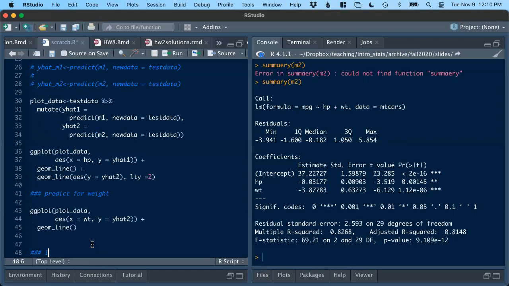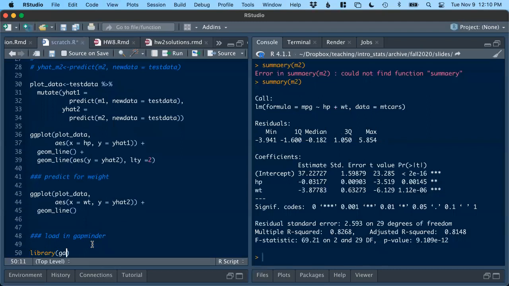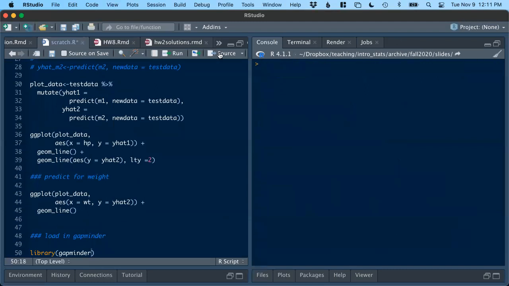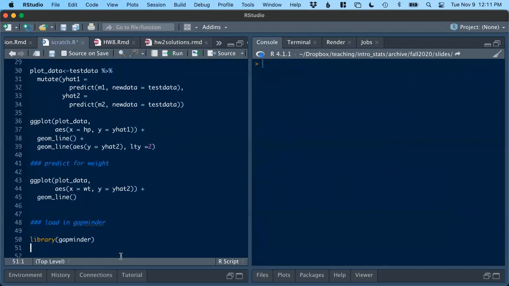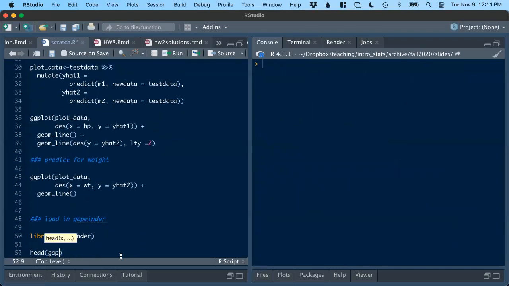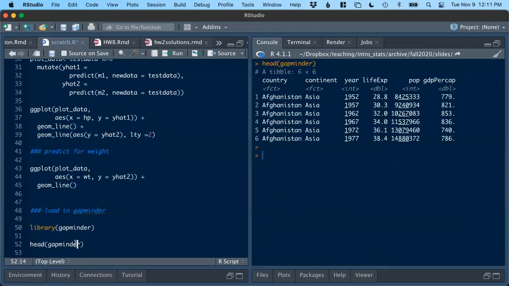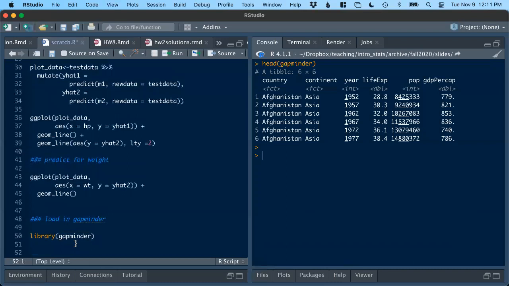You need to use the library Gapminder to load it in. And if it's not loading for you, just do install.packages Gapminder to install it. I'll confirm that I can load it on the console. And it's in. And let's look at this. Actually, I don't like to put head in my script. I like to put it on the console because I don't want it to render in my output.